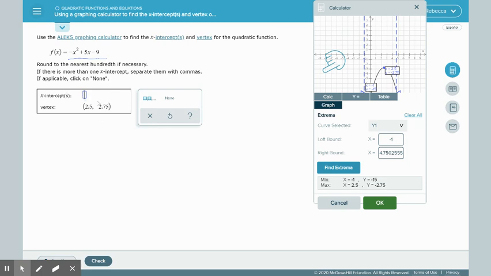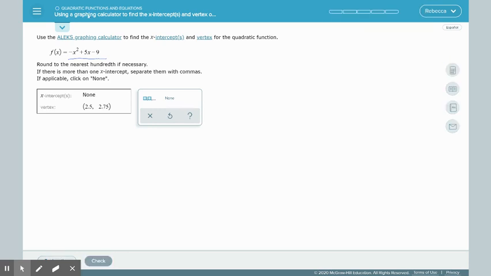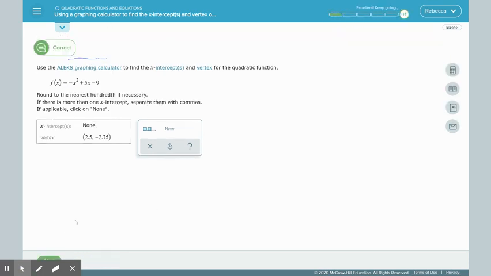2.75. And then our x-intercepts were none. It did not cross the x-axis. So that's what we're going to do there. All right, so check that, and now we move on to another problem.